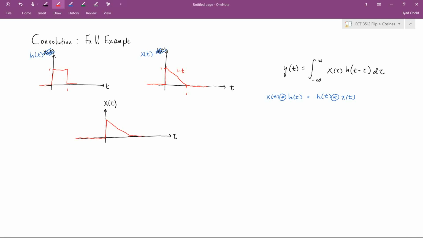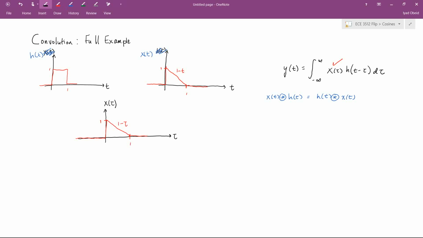Alright, and that's the tau axis. That's still 1, that's still 1, and the equation of the line is now, instead of 1 minus t, it's now 1 minus tau, because I've changed the name of the independent variable. Okay, so that takes care of the x of t term. So the next thing I need is the h of t minus tau term. So that one's a little trickier.